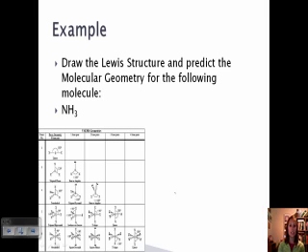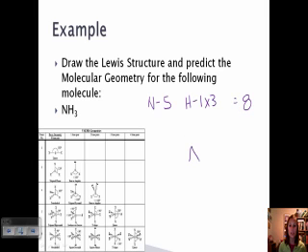Okay, so let's look at NH3. The first thing that we need to do is draw the Lewis structure. Well, I know that nitrogen is going to donate 5 valence electrons. Remember, that's coming from the group number. And each hydrogen donates 1, but there's 3 of them. So this gives me a total of 8 valence electrons.